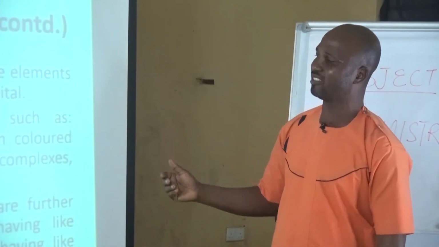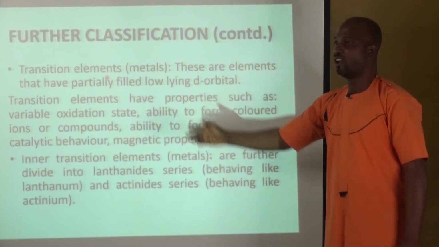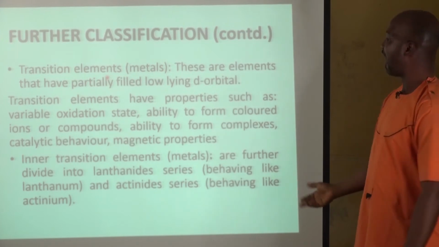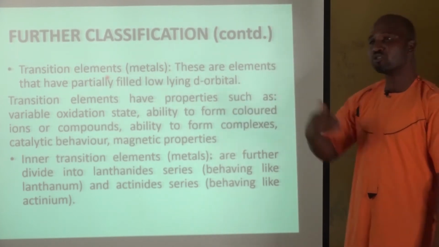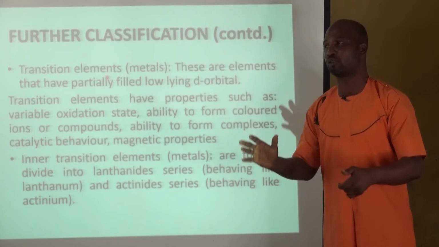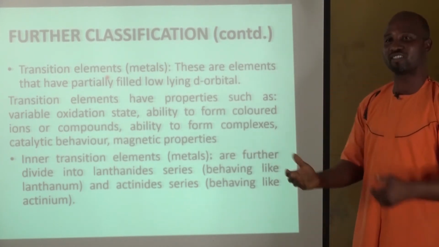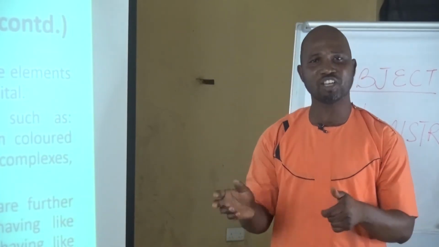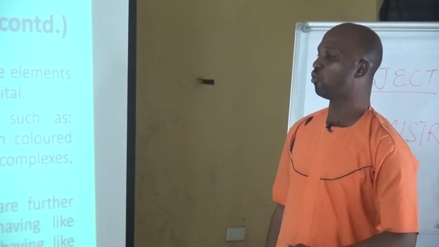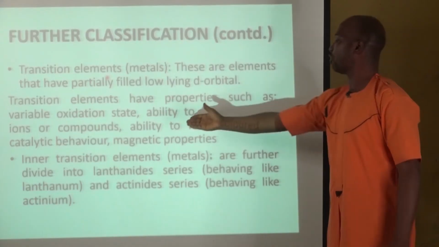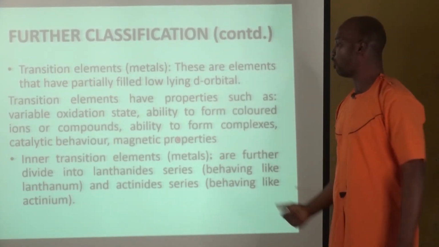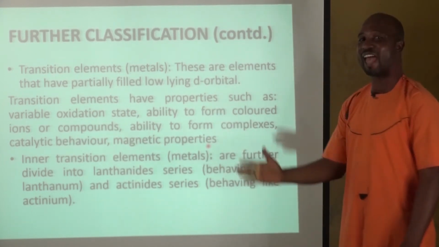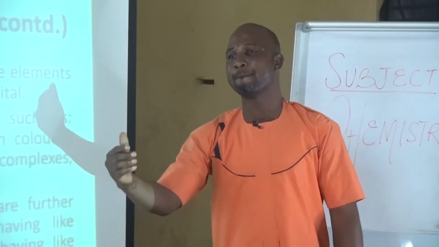They have special characteristics like variable oxidation state. For instance, copper and iron can exist as iron 2 and iron 3. They have the ability to form colored compounds. Most of the compounds of transition elements are colored. For instance, copper(II) hexahydrate sulfate is blue in color. Iron(III) hexahydrate sulfate is brownish in color, and so on and so forth. We have other properties like the ability to form complexes, catalytic behavior, and magnetic properties. If you look at magnetic properties, you will see that there is diamagnetism and there is paramagnetism, as the case might be.